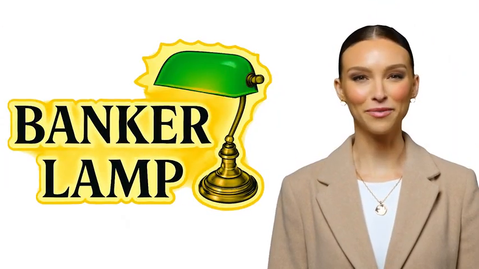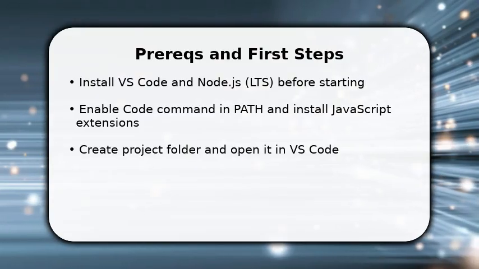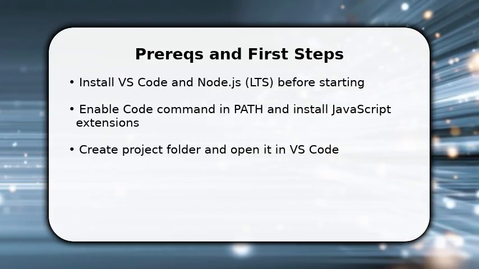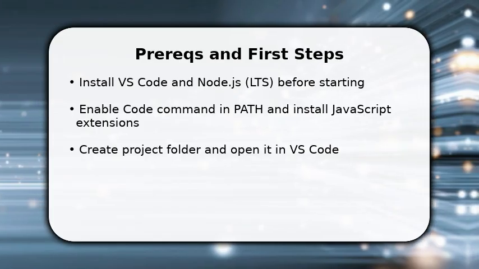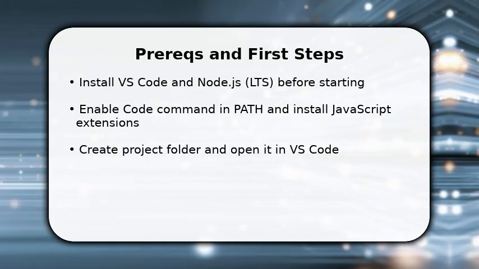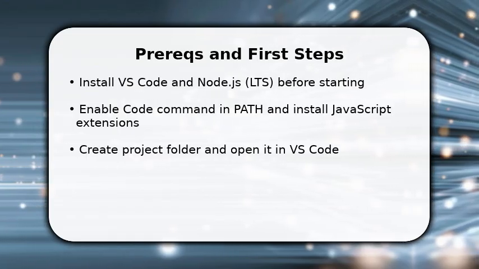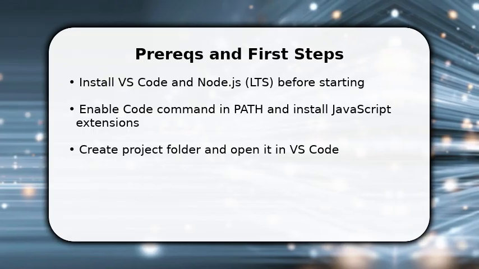Please enjoy the video. You start by confirming prerequisites: Node.js LTS and Visual Studio Code. Once installed, enable the code command in your path so you can open projects from the terminal. Next, install the JavaScript and ESLint extensions to get language features and linting.